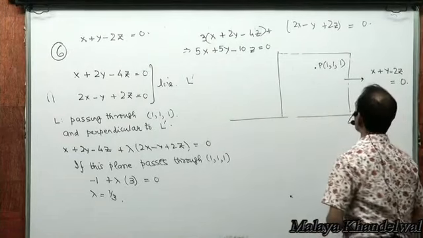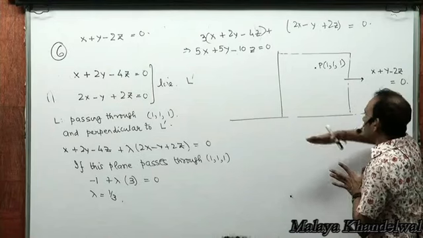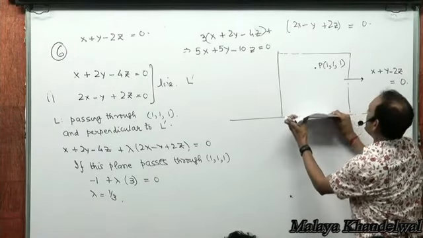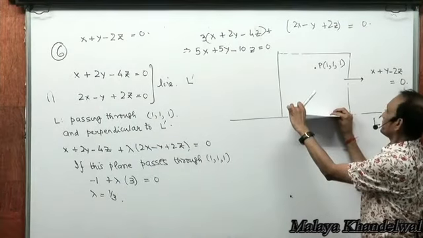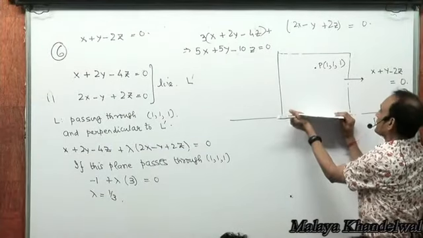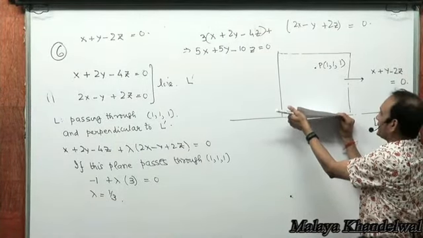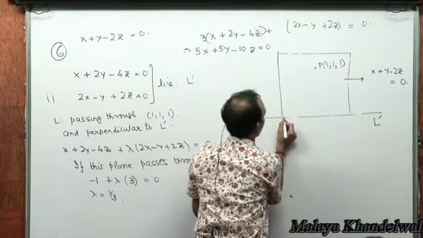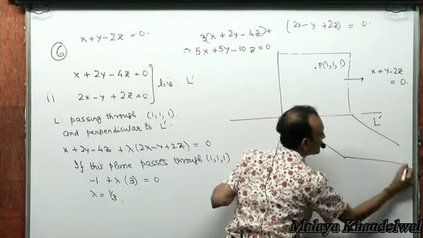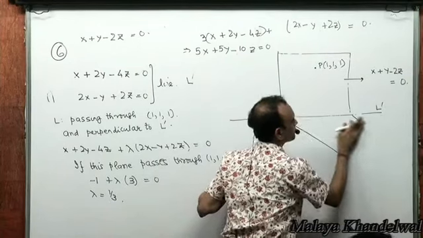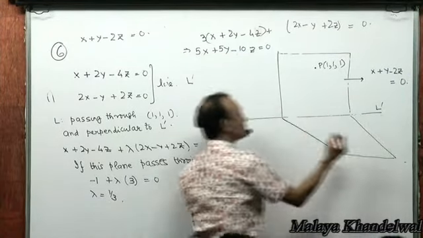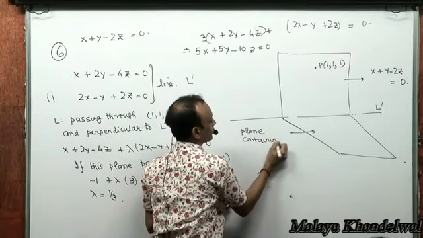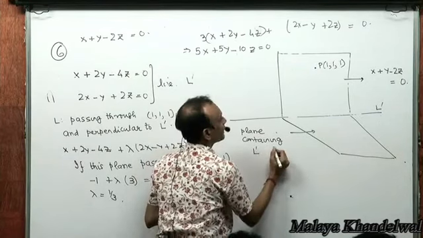Now, what is it that I am seeking? Okay. Let me look at another plane, this way, containing L prime. This is another plane containing L prime and perpendicular to this plane. You know what I am saying? I am looking at another plane containing L prime and perpendicular to this plane. You will realize why I am saying this. This is the plane containing the line L prime and perpendicular to this plane.